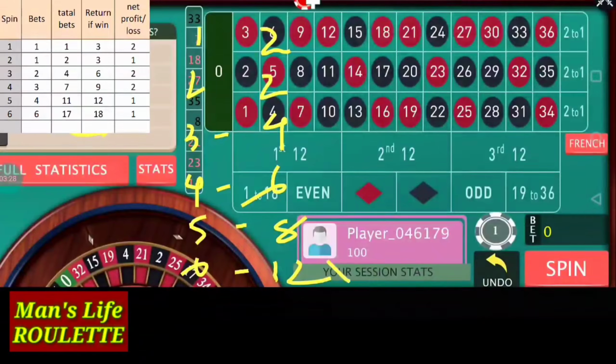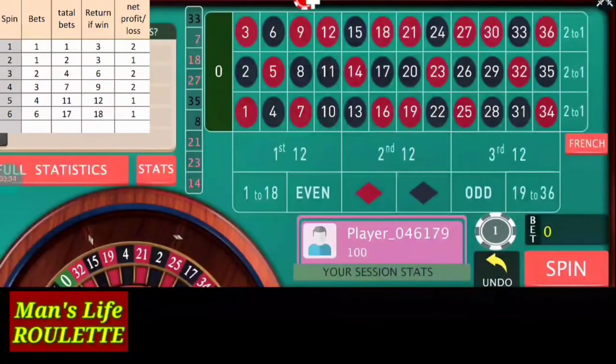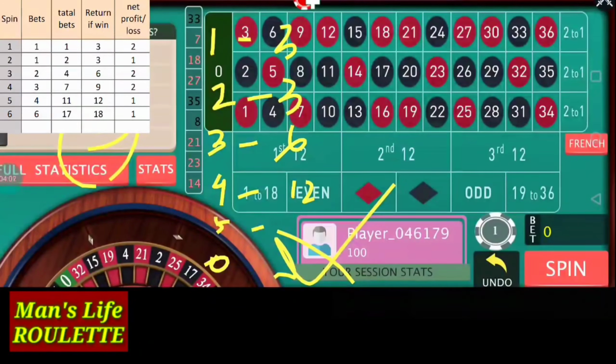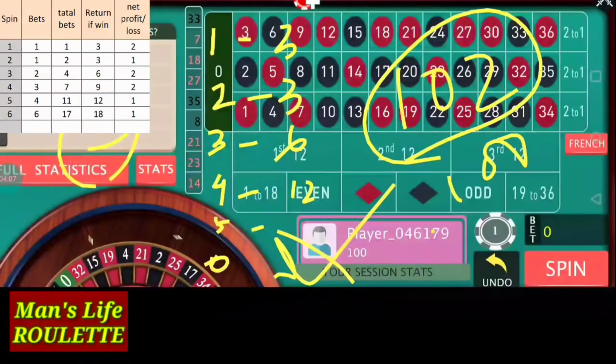Similarly, if you lose all these spins, then you have to play the third cycle. Then your bet size will be a little bit more than that. You have to start from 3 units, 3 units, and 6 units, 12 units. Like this. So for this strategy you need $102. Let's take it as $100.